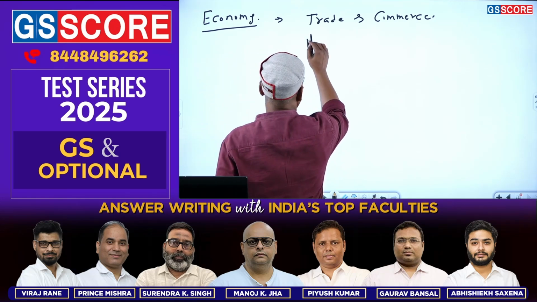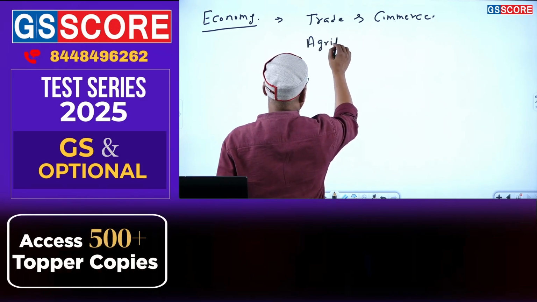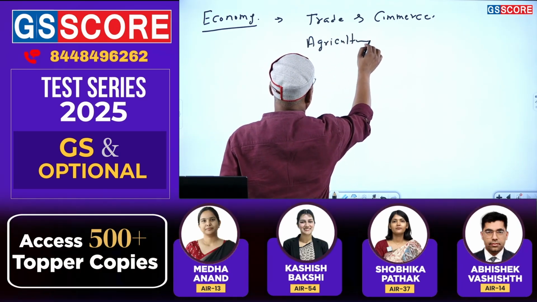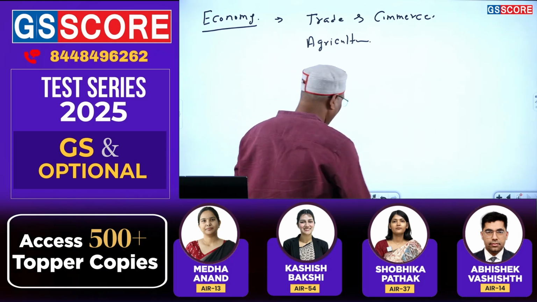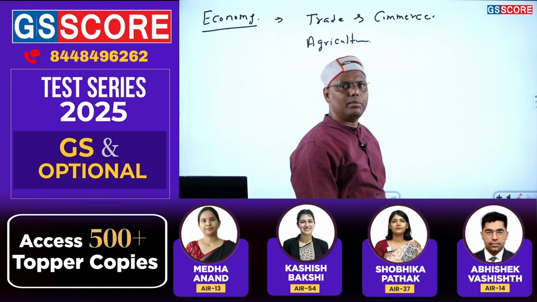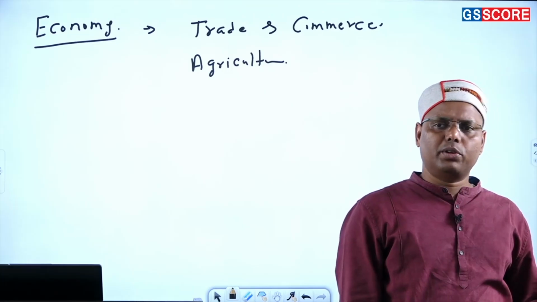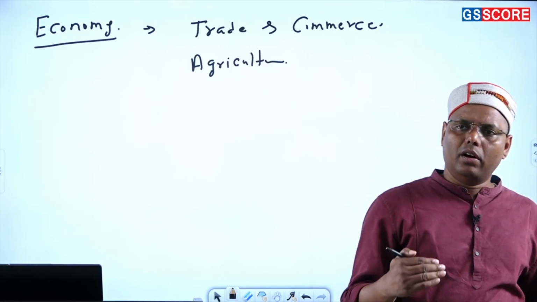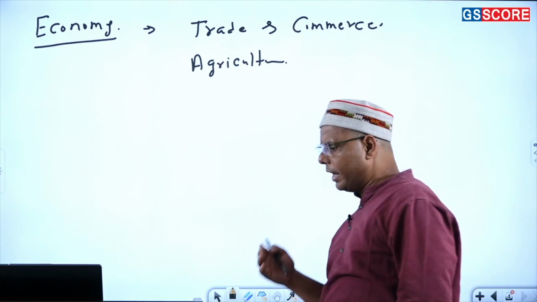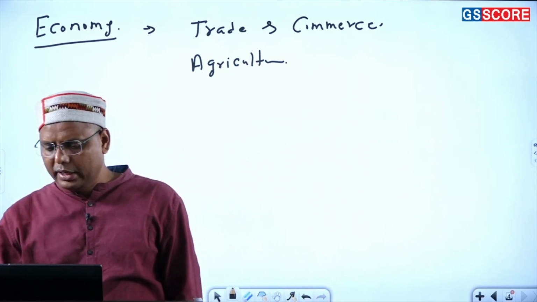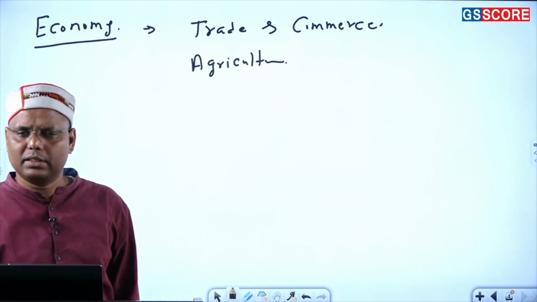But at the same time, they have been providing information on agriculture also. And there are two reasons why they provided information on agriculture. The first reason is that the majority of the things which were being exported outside were mostly taken from agricultural products. That is one thing.